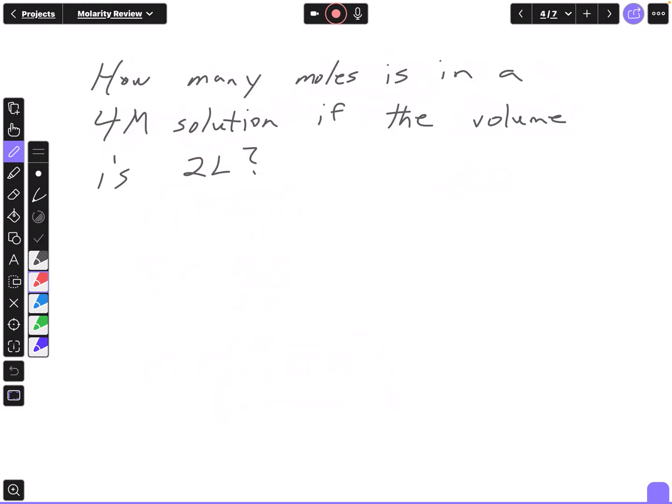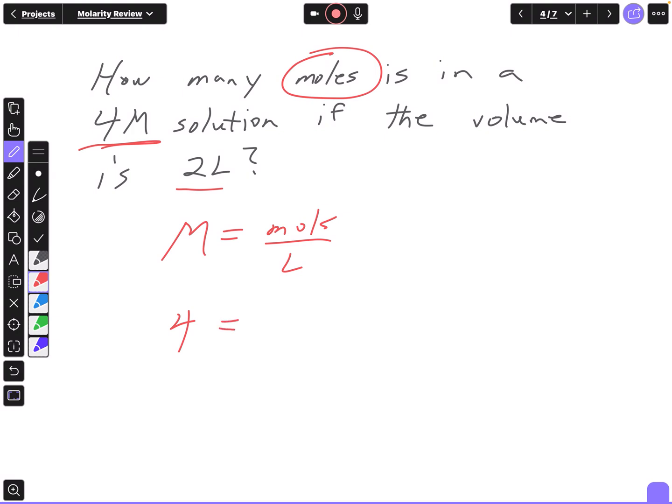Alright, so another problem. How many moles is in a 4 molar solution if the volume is 2 liters? Alright, so it's asking me for moles. It's giving me that I have a 4 molar solution, and it's saying that my volume is 2 liters. So again, I start with my equation. Molarity equals moles divided by liters. And I'm going to plug in for my molarity. It's telling me it's 4, and that's equal to my moles, which is my unknown, so I can put in an X for that. And my liters is in liters already, so that'll be 2.